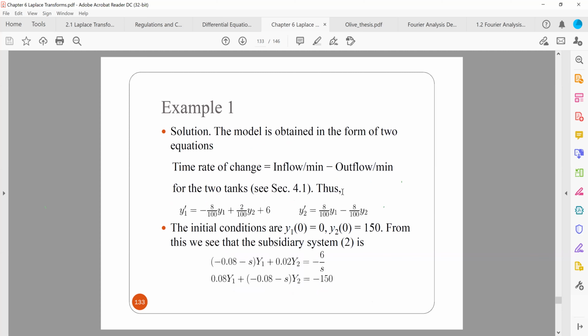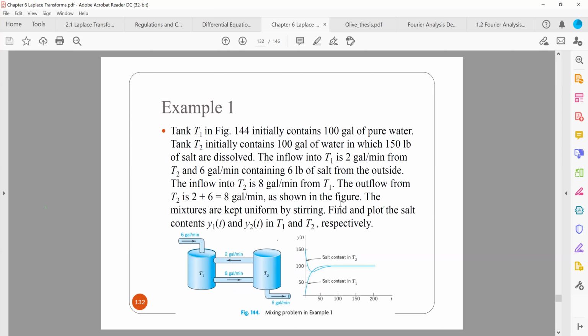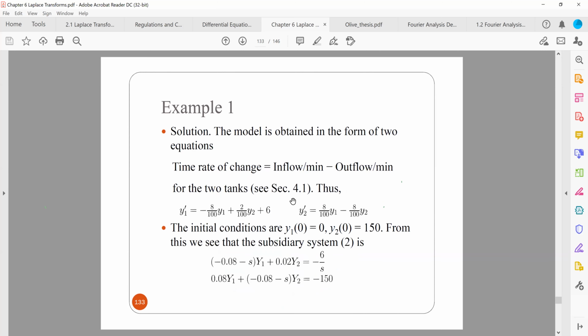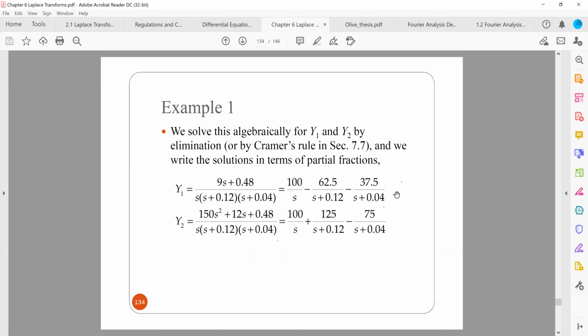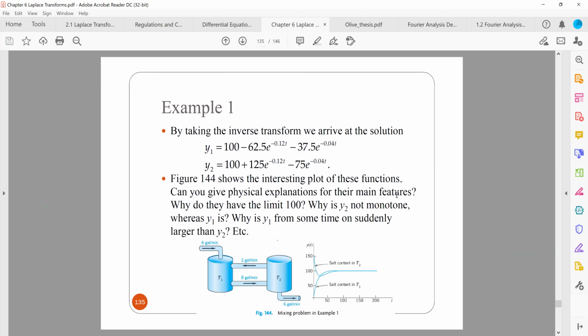If I were to set this question, I wouldn't give it to you as a problem question like this. I would just give it to you like this: I have these two equations, solve them for me using Laplace. These are the steps I would expect you to do. Find the subsidiary equations, solve them the way you'd solve any simultaneous equations in terms of S, and then do the Laplace inverse and find the solution.